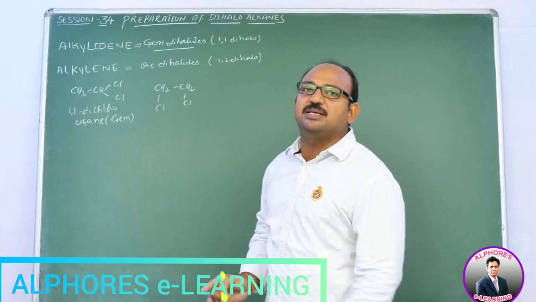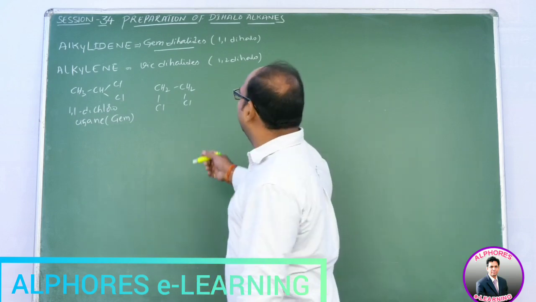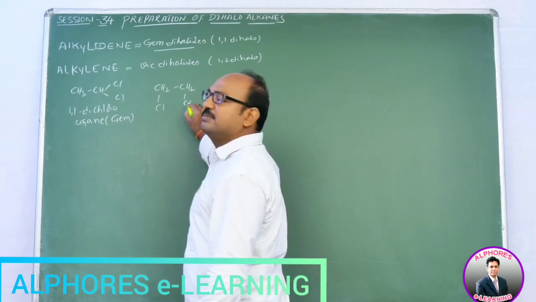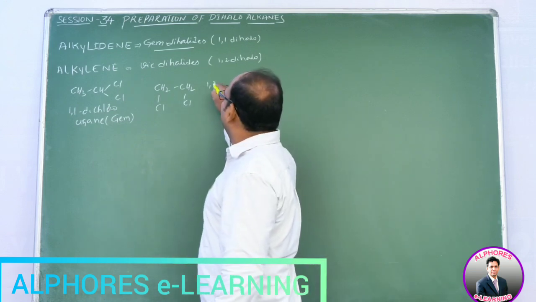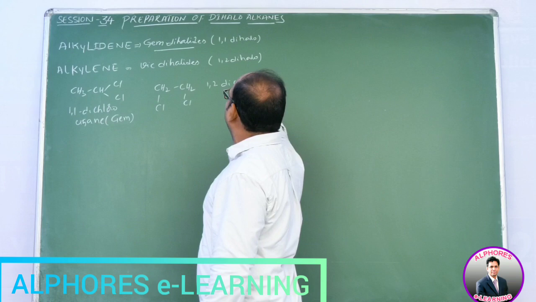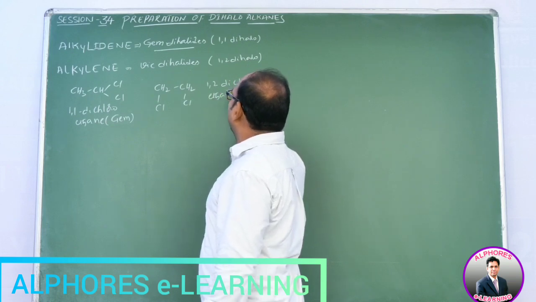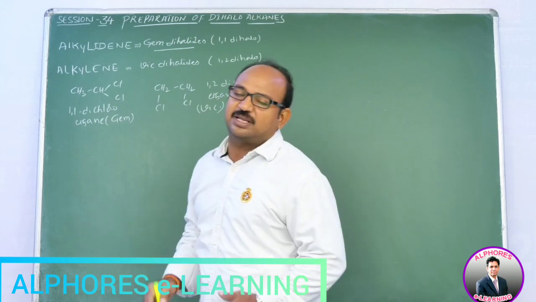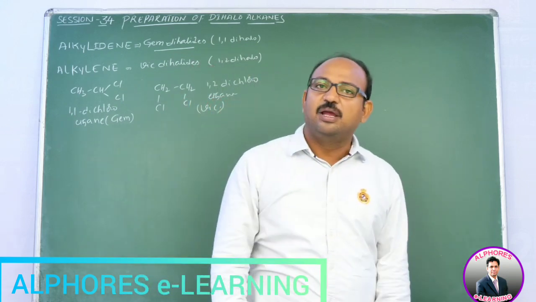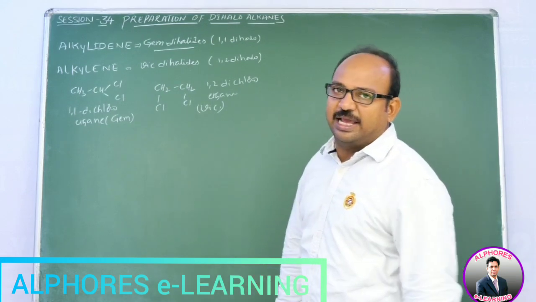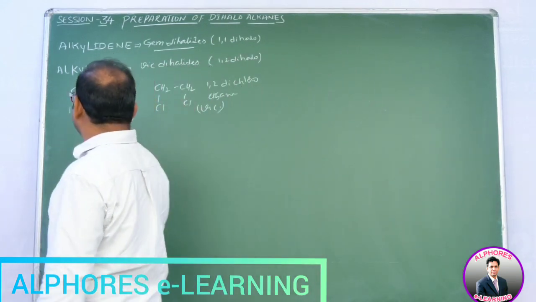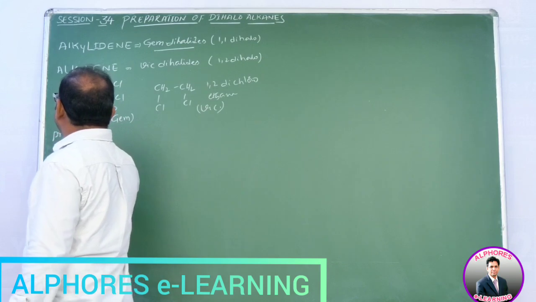That's why we call it gem dihalide, and this is vicinal dihalide. Here both the chlorine atoms are attached to adjacent carbon atoms. Its name is 1,2-dichloroethane, and this one is also called vicinal dihalide. So geminal and vicinal are the two types of dihalides. Now, how are we going to prepare these geminal and vicinal dihalides? Let us first discuss the preparation of geminal dihalides.